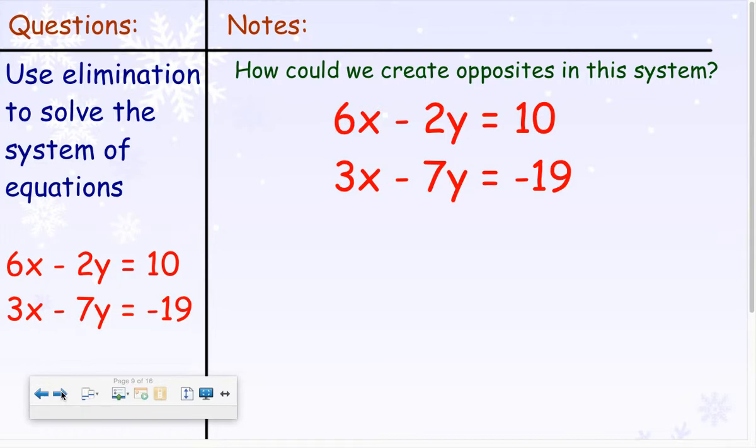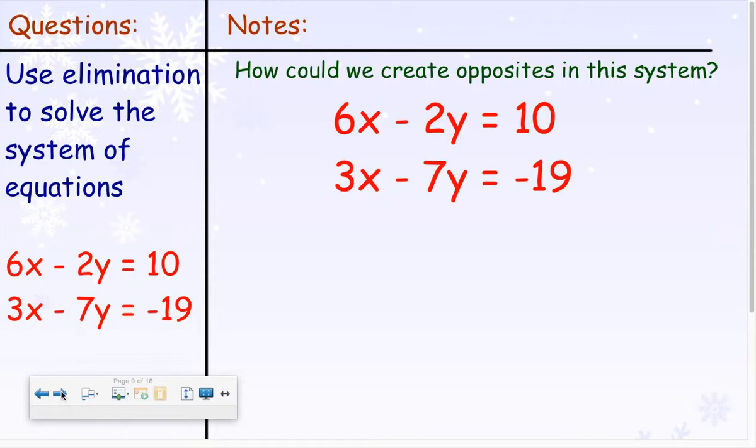Use elimination to solve the system of equations. So remember that with elimination, we are trying to create opposites. You'll notice that 6 and 3 are not opposites. Negative 2 and negative 7 are not opposites. An example of opposites is 5 and negative 5, 3 and negative 3, 4 and negative 4.